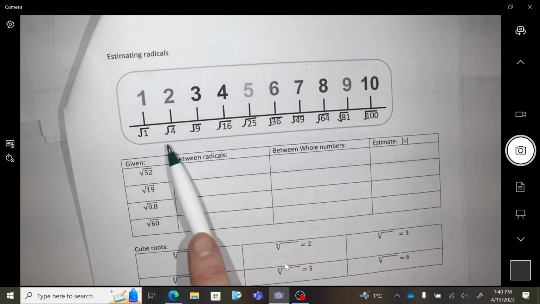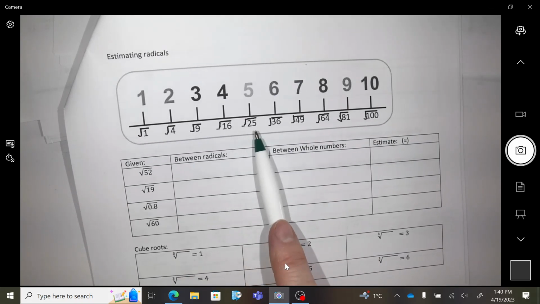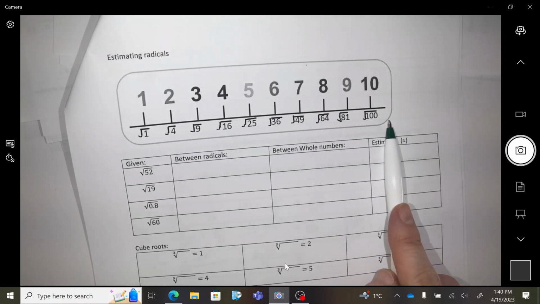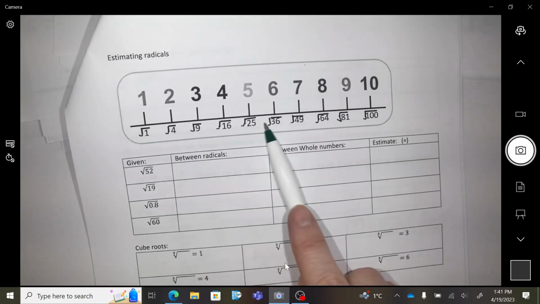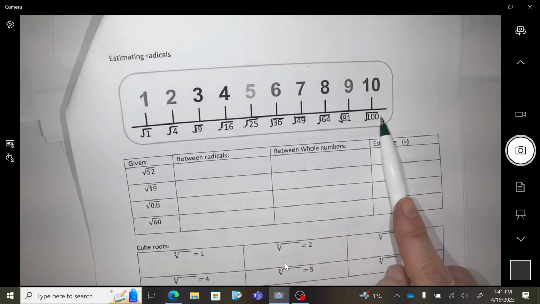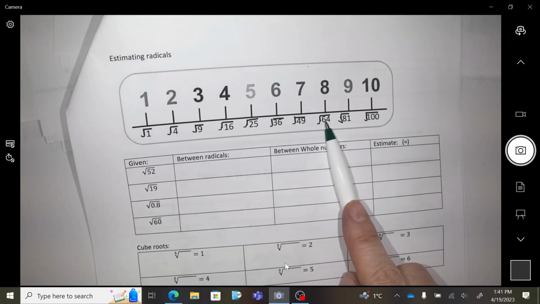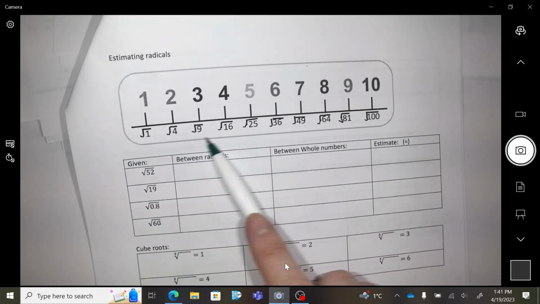All your perfect squares: 1, 4, 9, 16. I would like to think you want them pretty handily in your brain, ready to go.